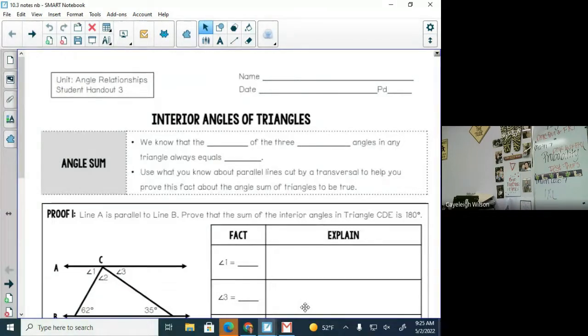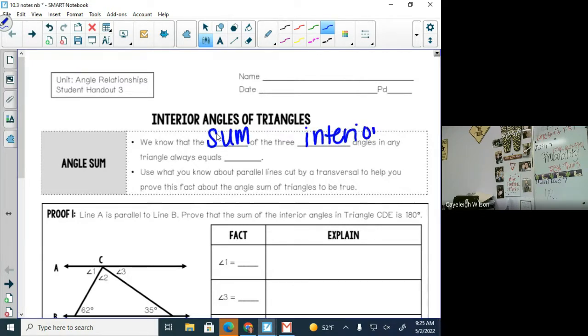Now, something that we already know about triangles, that when we add all of the angles together, they always equal what? 180. So we know that the sum of all three interior angles of a triangle equals 180. And that is so important that you know that. Okay? So important.